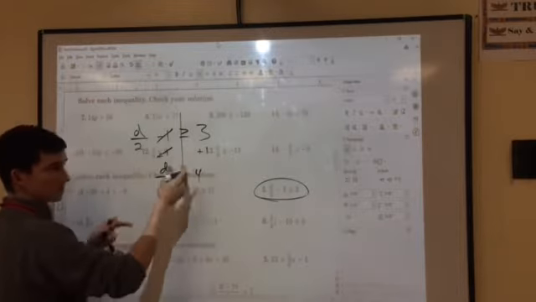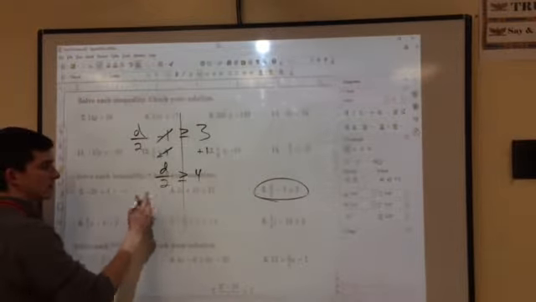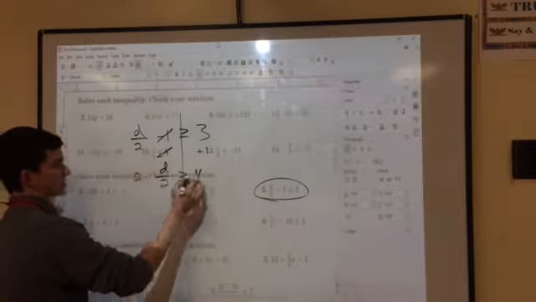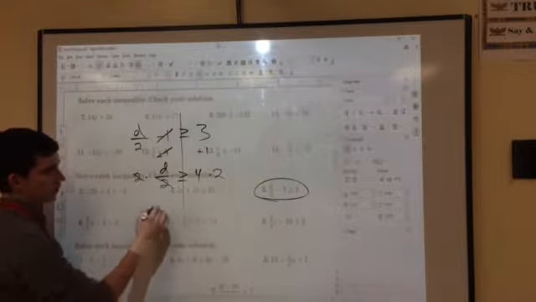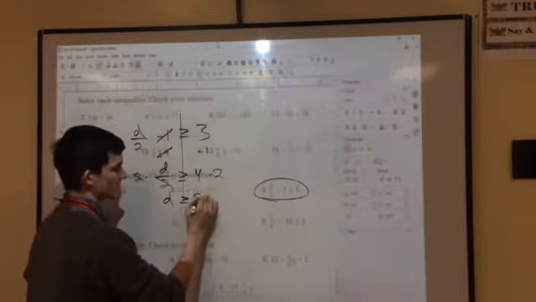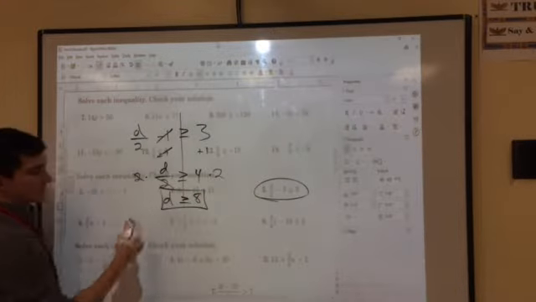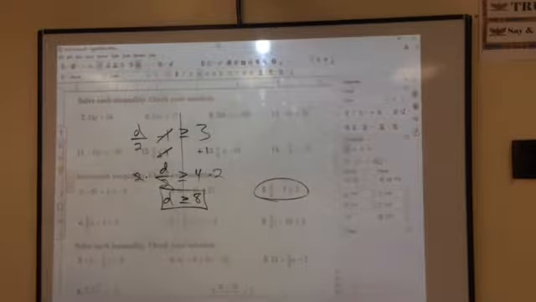So I just talked about the order in which you do things. You have to keep that order. Then I'm going to get rid of division by multiplying by 2. Multiply by 2. 2 divided by 2 is just 1. D is greater than or equal to 4 times 2 is 8. Notice when I multiply by 2 or divide by a positive, the sign doesn't change directions. Okay, that's that one.